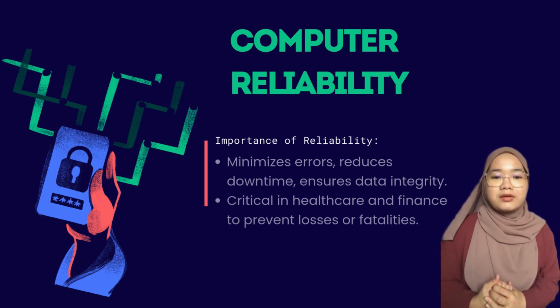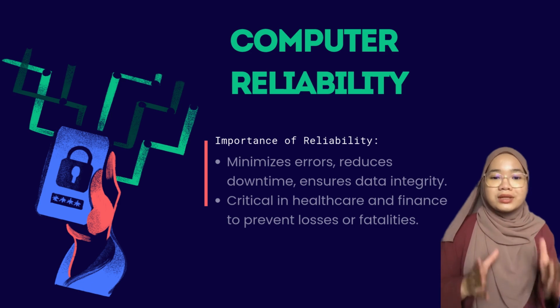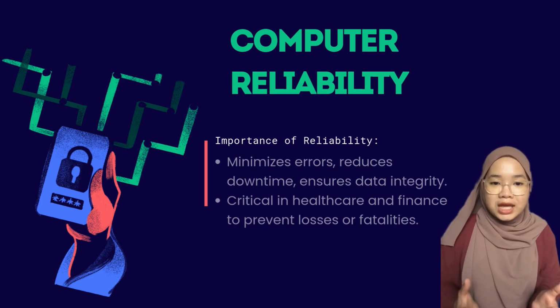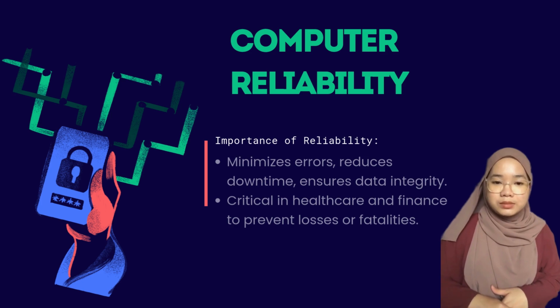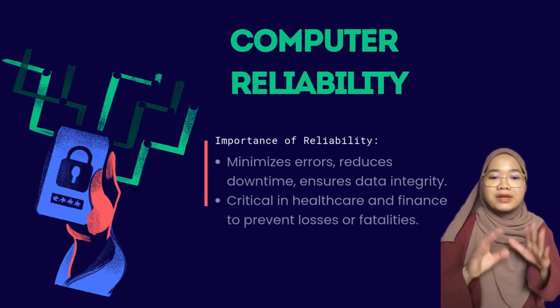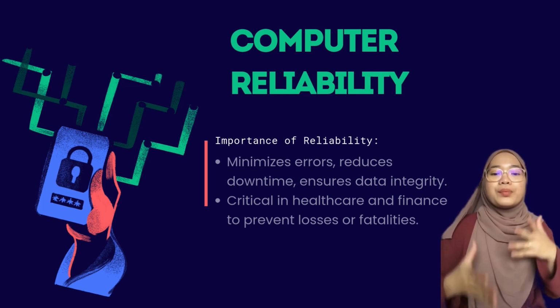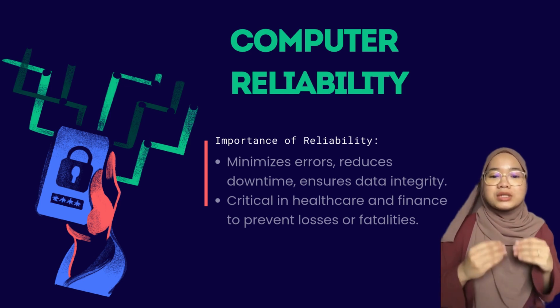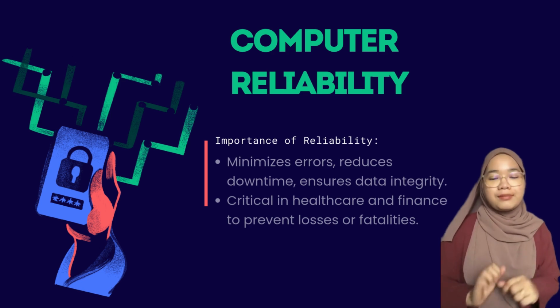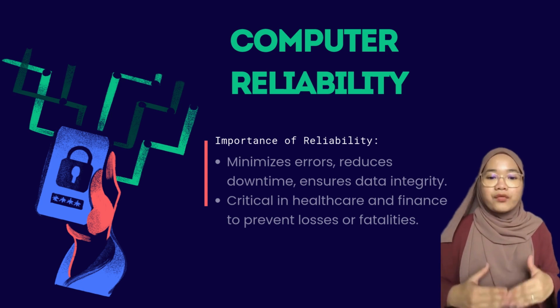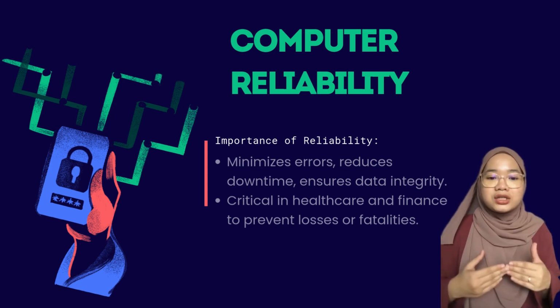In a case study, in 2018, British Airways experienced a global IT failure due to power issues and inadequate backup systems. Over 75,000 passengers were affected and the company faced financial losses of 58 million pounds. This case highlights the importance of robust IT infrastructure and reliable systems.